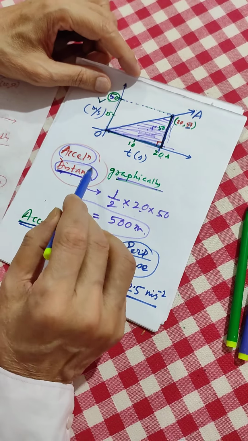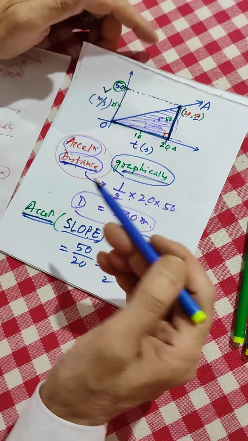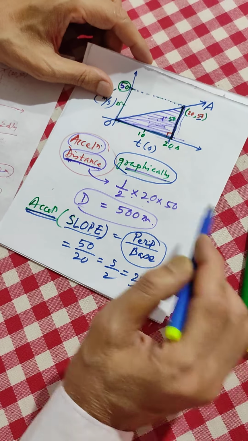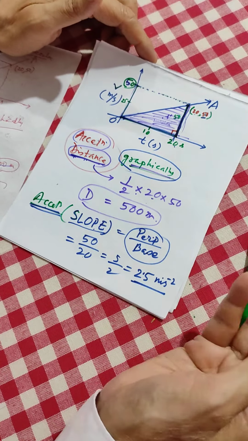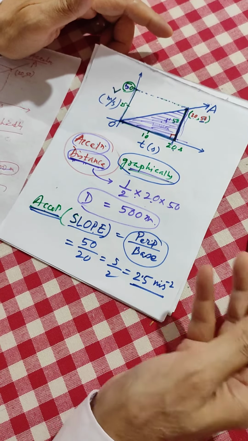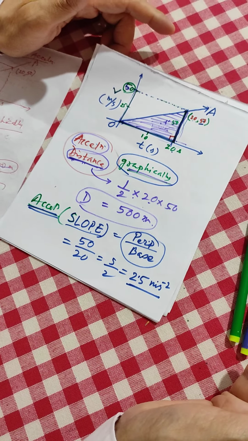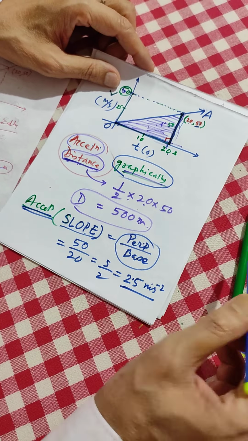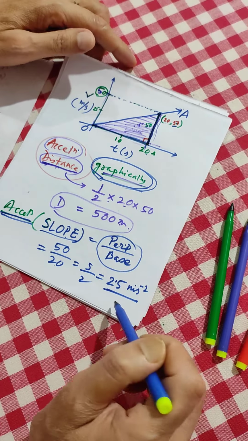Now we have found acceleration and distance, both graphically. Of course, you can also find them using formulas. For acceleration you can use the formula v minus u by t. For distance you can use the third equation of motion, 2as equals v square minus u square. So try that way also. But here the point is that you have to find them graphically.